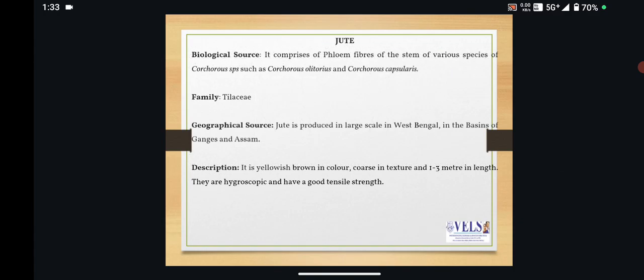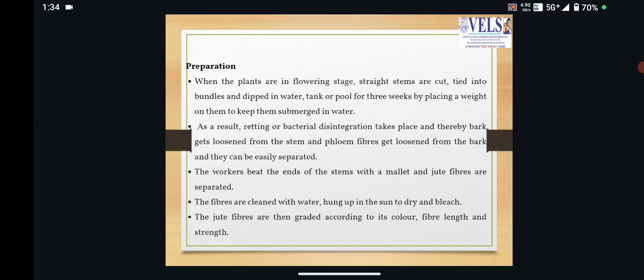Next is jute. It comprises phloem fibers from the stem of various Corchorus species, Corchorus olitorius and Corchorus capsularis, family Tiliaceae. It is yellowish brown in color, coarse in texture, about 1 to 3 meters in length. It is hygroscopic in nature and has good tensile strength.